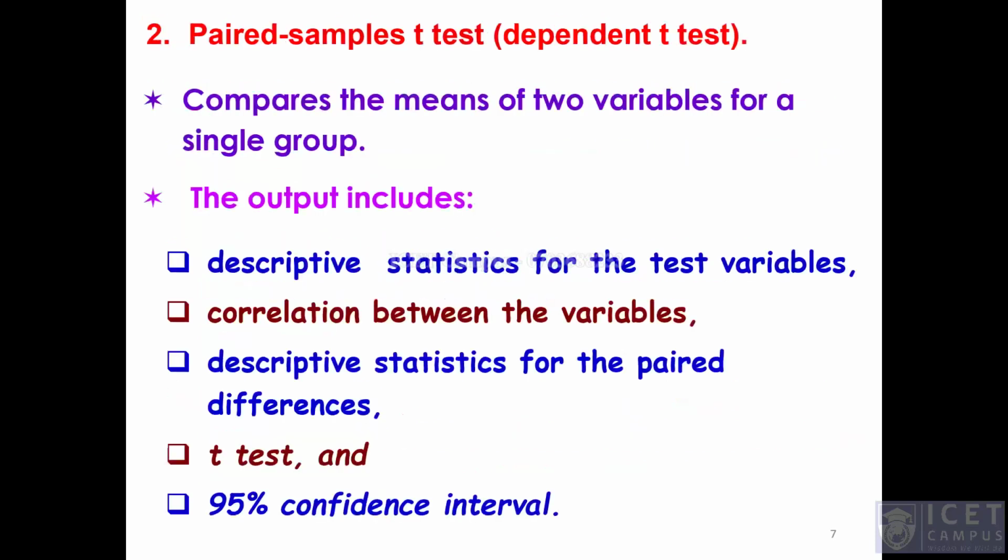Right. The second one is the paired sample t-test. Paired sample t-test compares the means of two variables for a single group. So within one group, on two occasions, sometimes we have to compare. For example, again taking the education field, before, sometimes you are going to do research again. You are going to test a new teaching method, right?